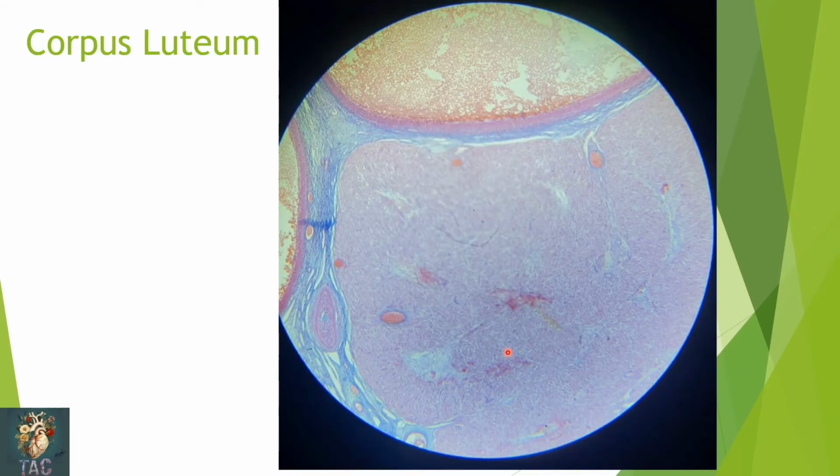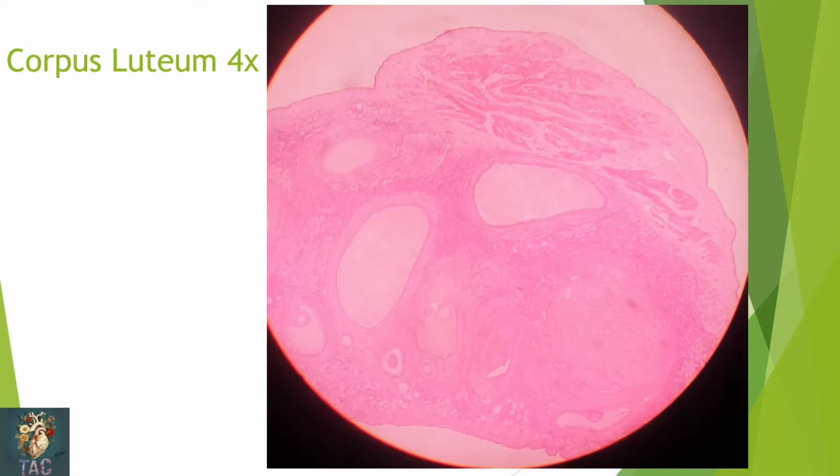Another diagram with the trichrome stain. This is the corpus luteum, and in this corpus luteum you can see the center of the corpus luteum. The inner cells are the granulosa lutein cells, and outer are theca lutein cells. Another section through the corpus luteum. Here you can see this is the corpus luteum, and these two are the Graafian follicles which are present.